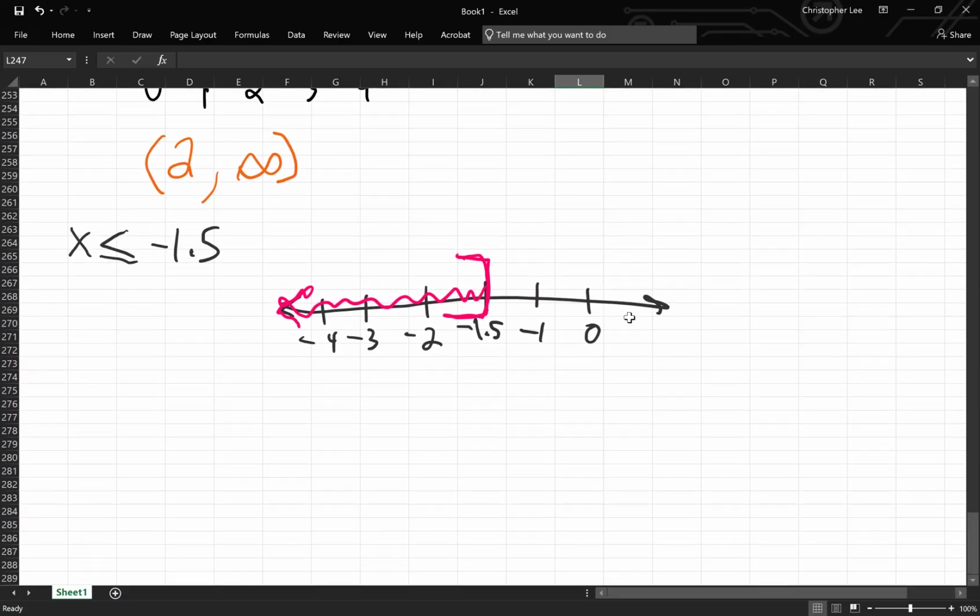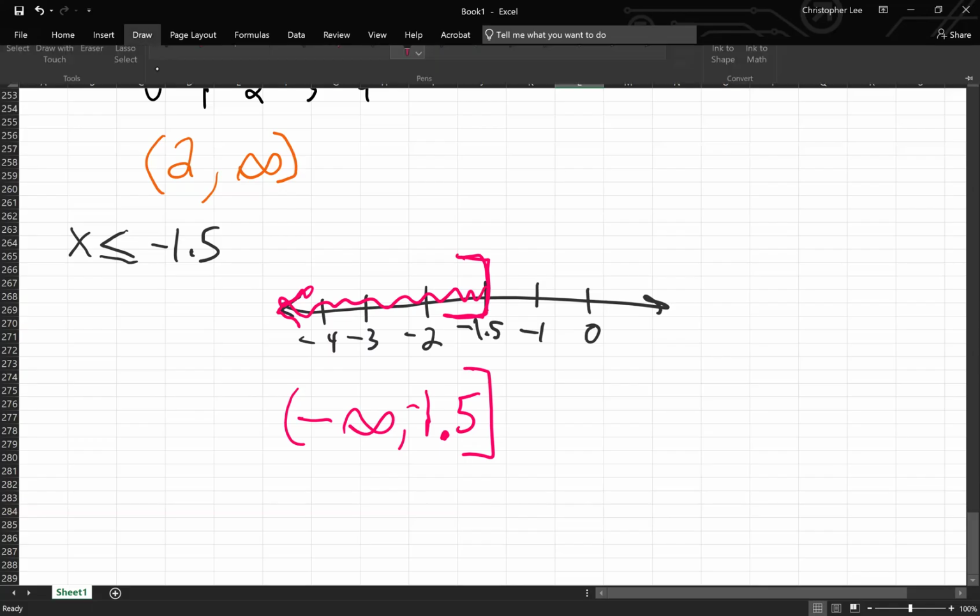All right, let's talk interval notation. This is going to be open parentheses, negative infinity, comma, negative 1.5. Almost changed the problem by accident there. And then close bracket. Boom. That's it. Everybody got this? All right, good.